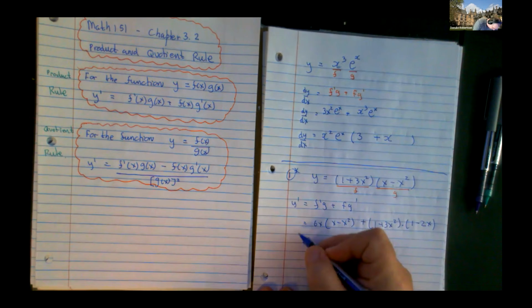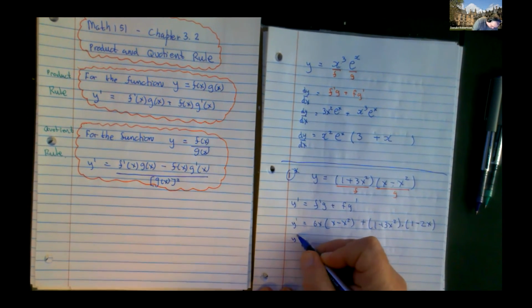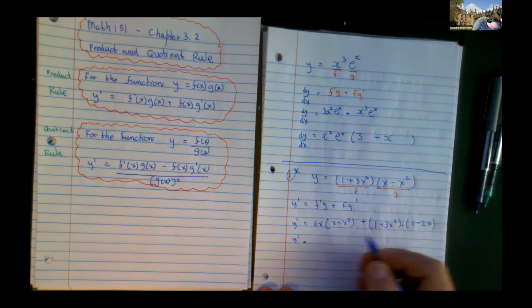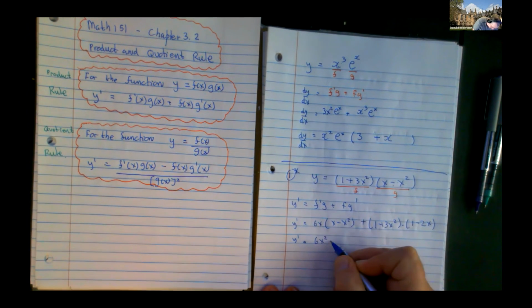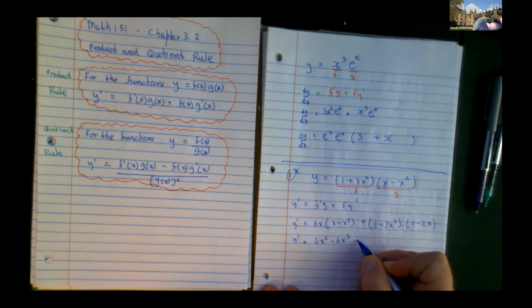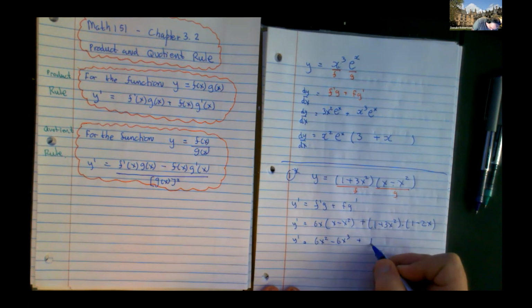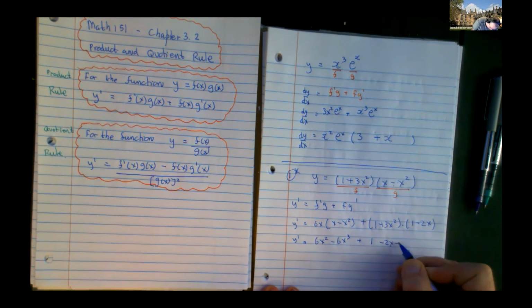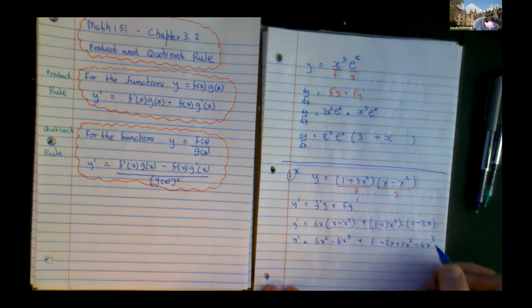And now we have style points. Well, I'm going to have to distribute all of this. So that's 6x squared, take away 6x cubed. I'm going to FOIL this out, so I get 1 minus 2x plus 3x squared minus 6x cubed.